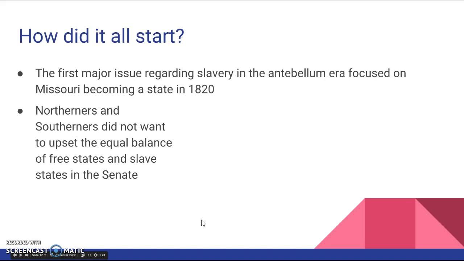Well, the first major issue starts in the early antebellum era in 1820 when Missouri wants to become a state. And so Northerners and Southerners want to make sure to maintain that equal balance between free and slave states, specifically in the Senate. That is one of the houses of Congress. So let me explain briefly how this would work, and then also how Missouri coming into the mix would mess things up and mess up that balance.